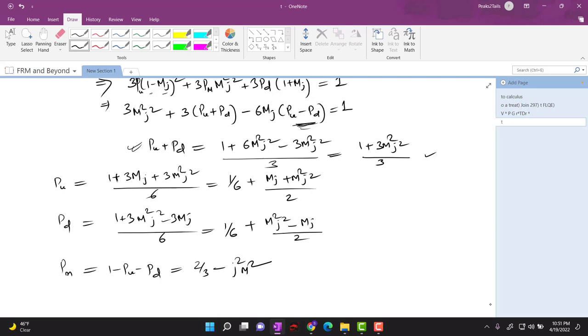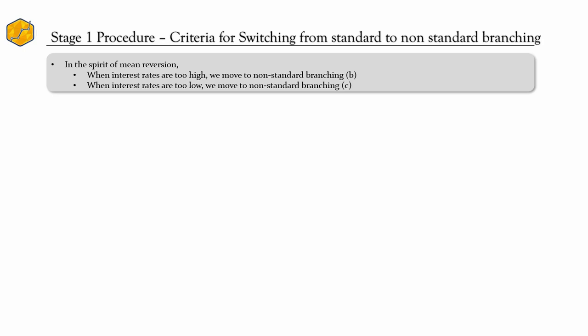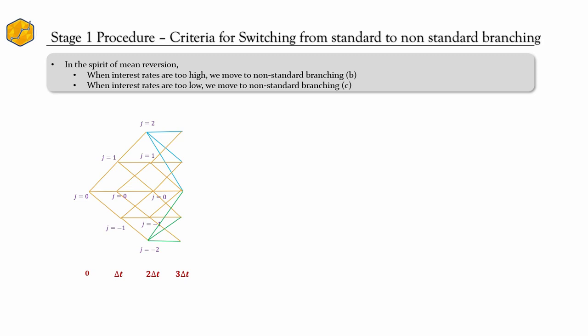And you can follow the exact same procedure to calculate the probabilities for the two non-standard branching types that we have. So to reinforce the mean reversion tendency, we will switch from standard branching to non-standard branching. For example, in this tree, we are using the non-standard branching type B at node j equal to 2. We do this when the interest rate is high. And the non-standard branching version C at j equal to minus 2. That is for the low interest rate environment. This tree is completely symmetrical around R star equal to 0.